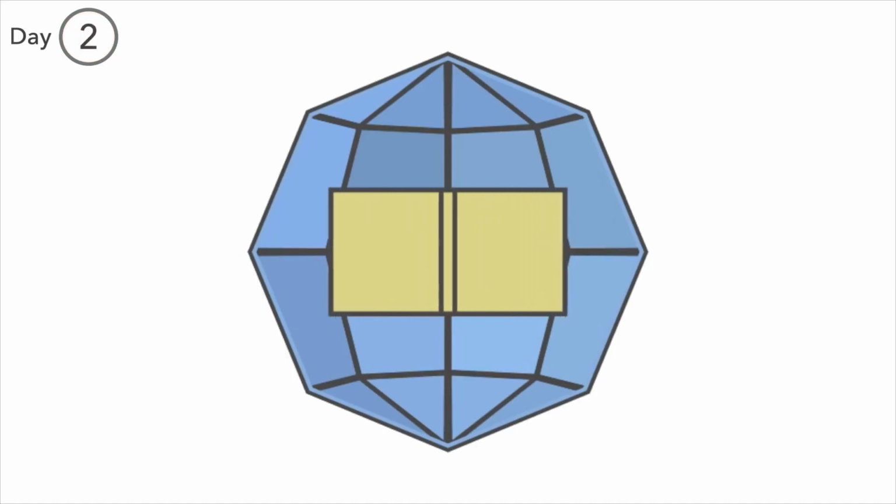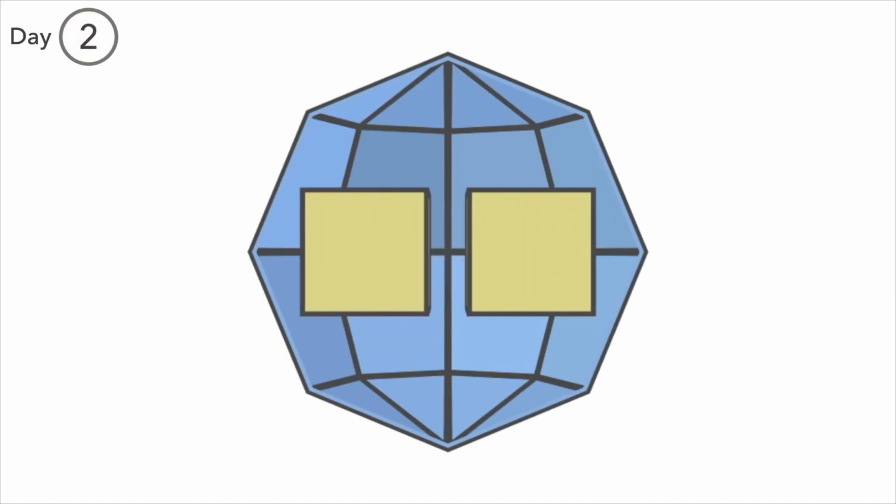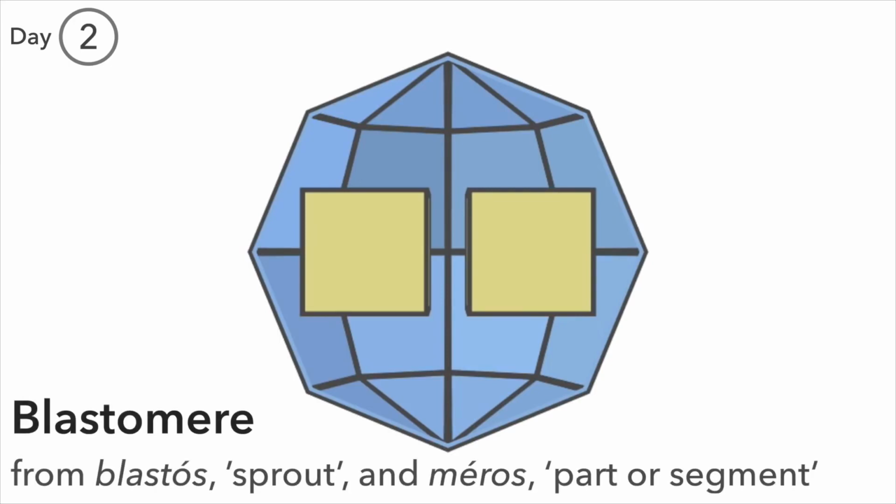Day 2. The first mitotic division of the zygote occurs around 30 hours post-conception, producing 2 blastomeres. Blastomere means sprout segment because one blastomere is one segment of the developing human sprout.